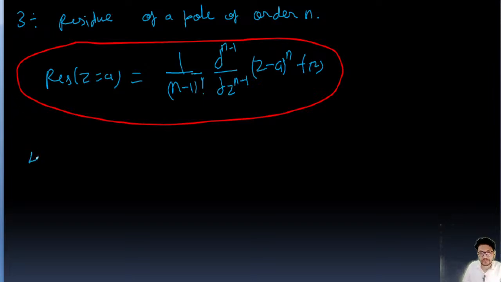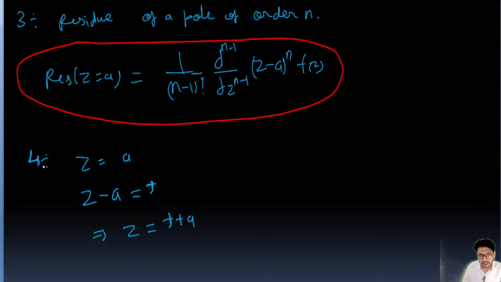Next is the fourth point. If we are given an infinite series, we can also find the residue like this. Suppose at z equal to a, since we have to find the residue at z equal to a, what we'll do is put z minus a equal to t. So it means the value of z is going to be t plus a, and we'll put the value in the expression.